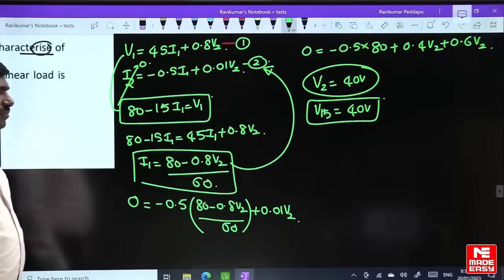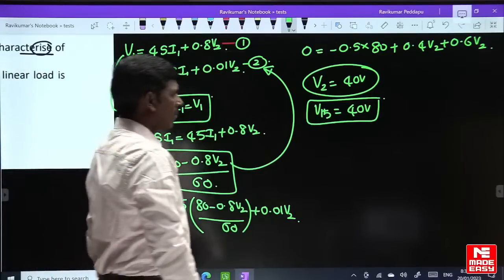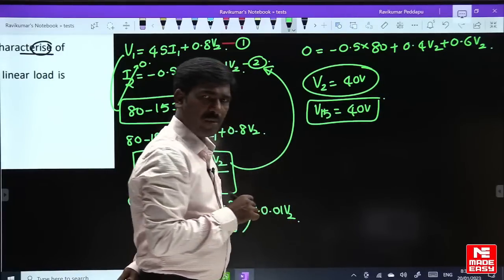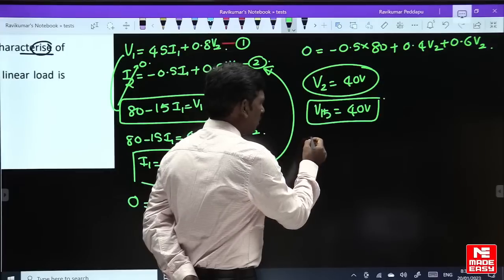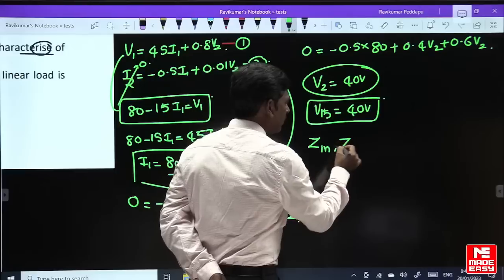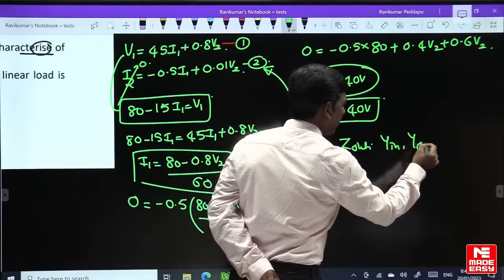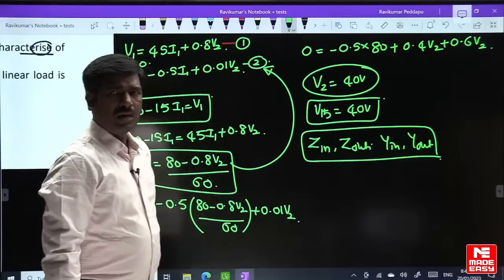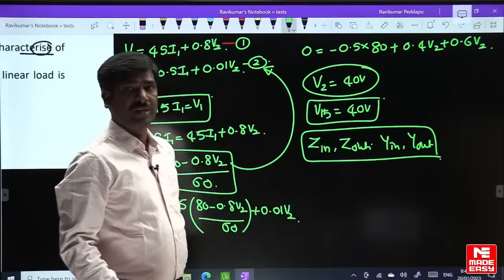Now output RTH. So a direct formula is also there: Y out. These are the most important formulas, very easy to memorize: Z in, Z out, Y in, Y out. What is H22? H22 is in Siemens. H22 is I2 by V2.